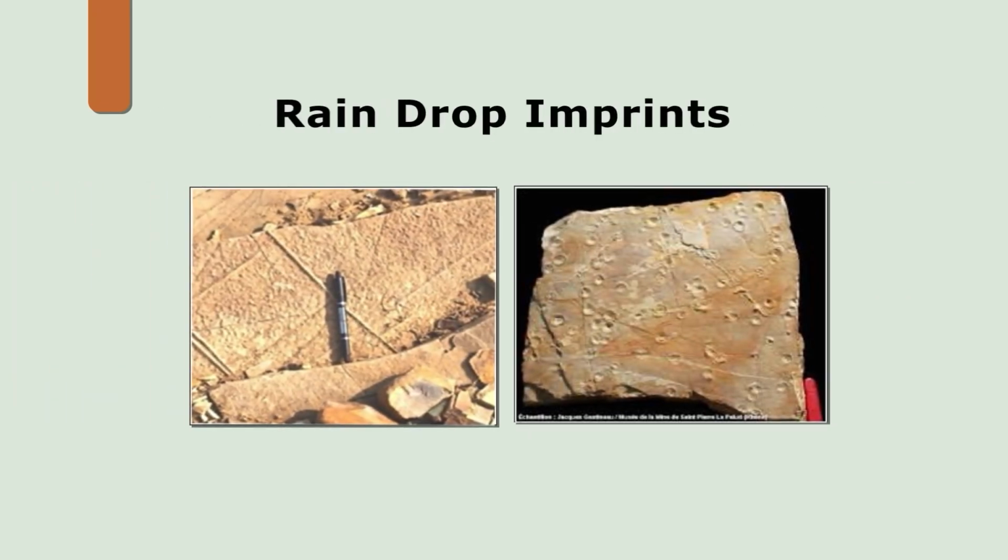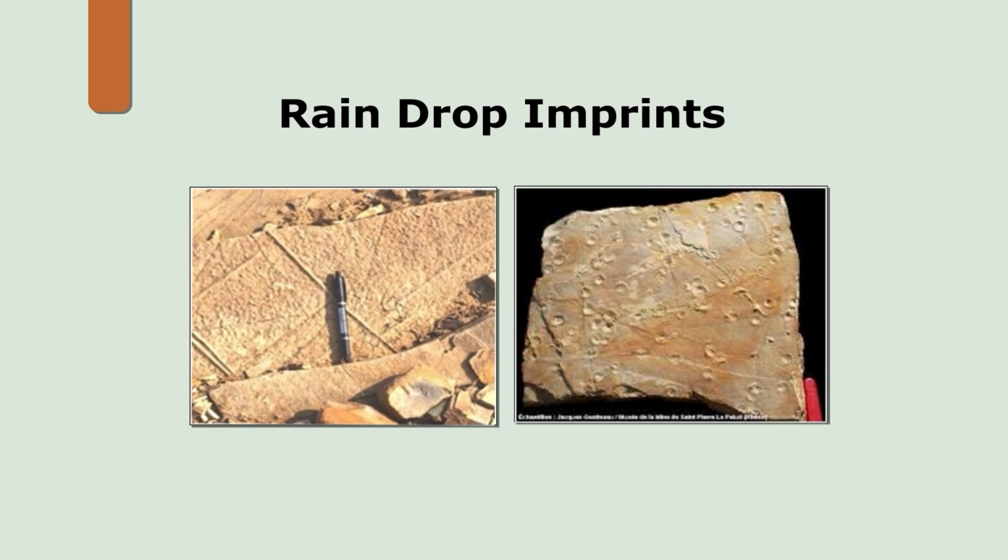There is another structure called raindrop imprint. When rain falls onto a wet surface in a coastal area or on a river bank, and is immediately covered by sediment, it leaves imprints on the surface with a pitted texture like that, called raindrop imprint.